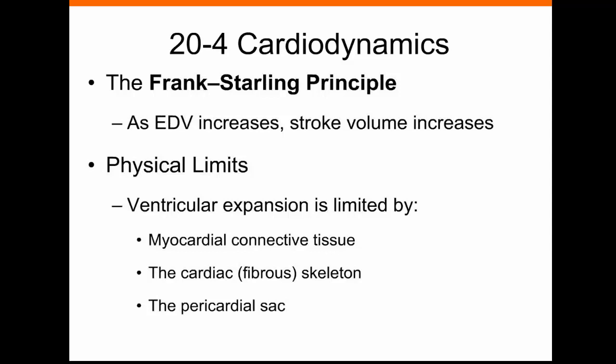Frank Starling's principle of the heart is related to stroke volume. So as end diastolic volume increases, stroke volume increases. But this has physical limits. It's limited by the ventricular expansion, by how much myocardial connective tissue there is, the cardiac fibrous skeleton, and how big the pericardial sac is. So that will limit how much stroke volume can increase.